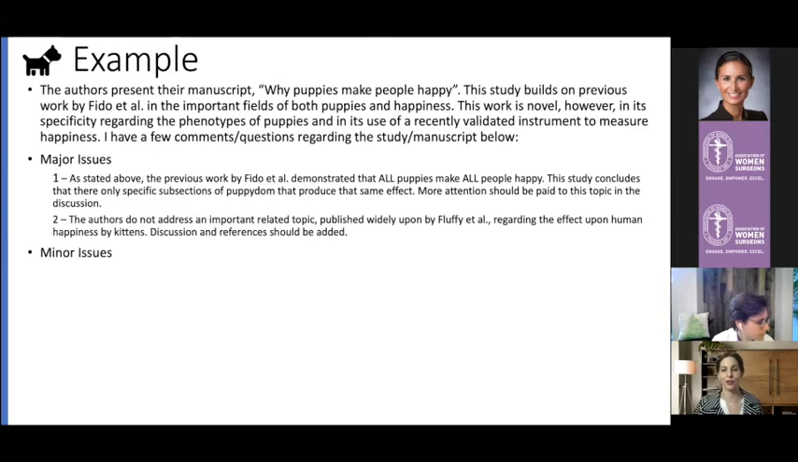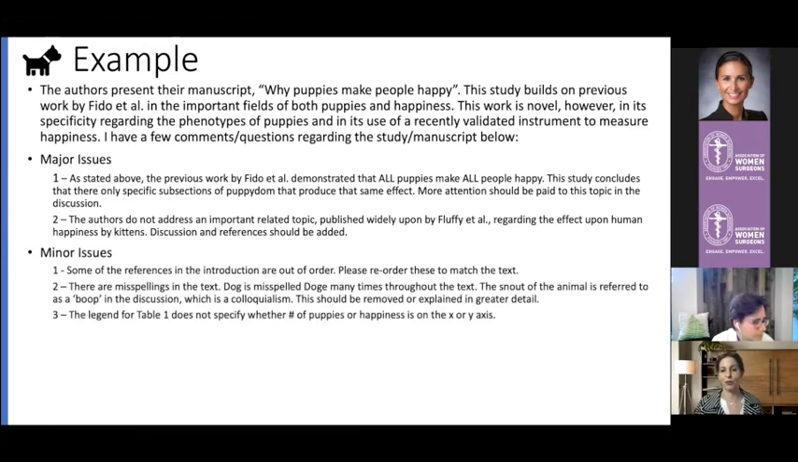Now we can get into our more minor issues. We can talk about references and how they might be reordered to match the text. You can say that there are misspellings in the text. Dog is misspelled doge many times throughout the text. The snout of the animal is referred to as a boop in the discussion, which is a colloquialism. This should be removed or explained in greater detail. Or you can talk about the legends. Table 1 does not specify whether number of puppies or happiness is in the X or Y axis, which obviously would make it very difficult to interpret.